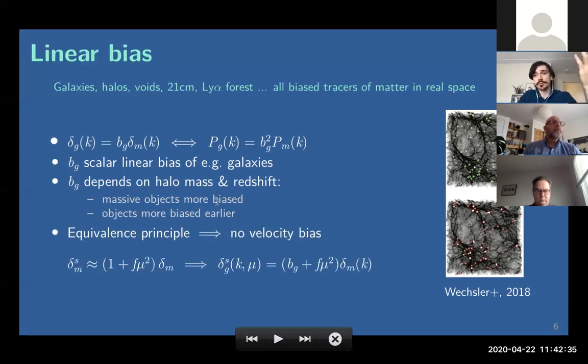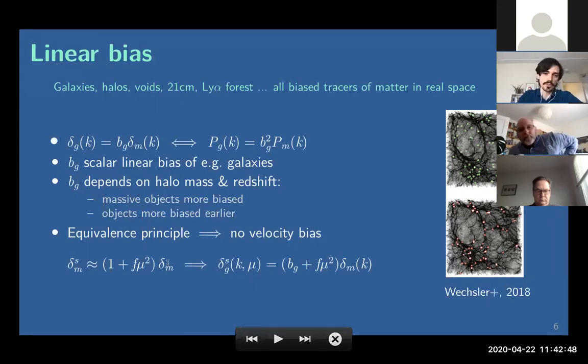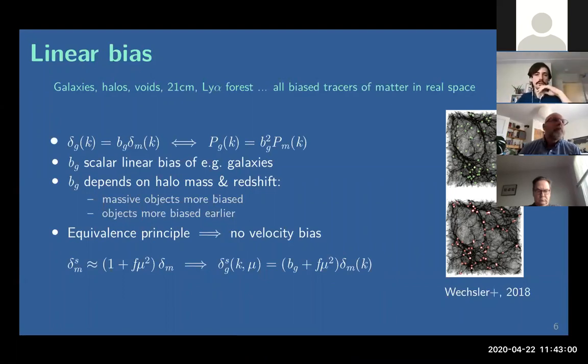But in redshift space, if you want to incorporate all of this into one picture, the biased tracers on large scales do not have a velocity bias. That means that when you write the redshift space overdensity field for biased tracers, the bias will appear only here and not for the redshift space distortion. That's just because the matter and galaxies flow with the same velocities on large scales.